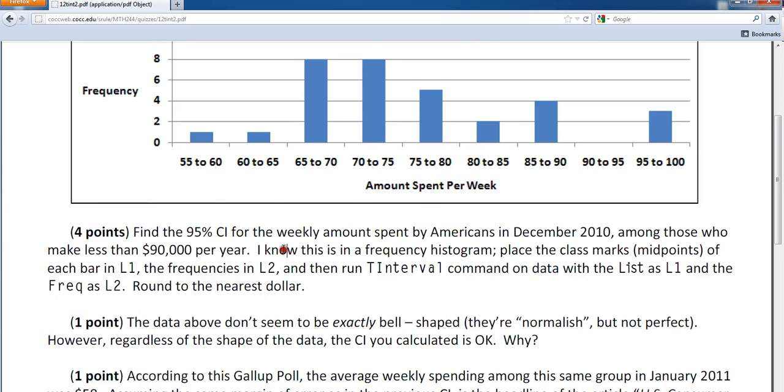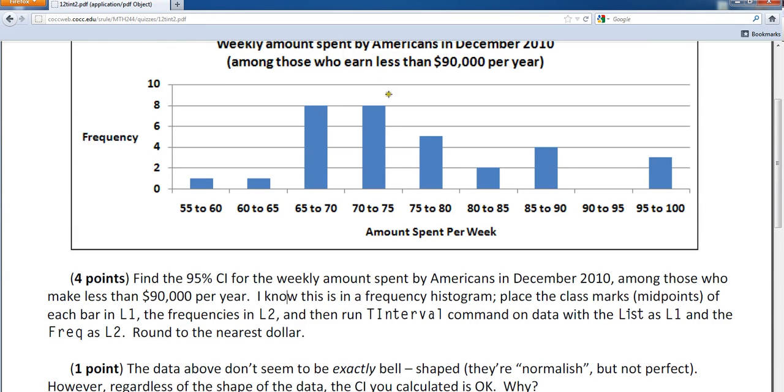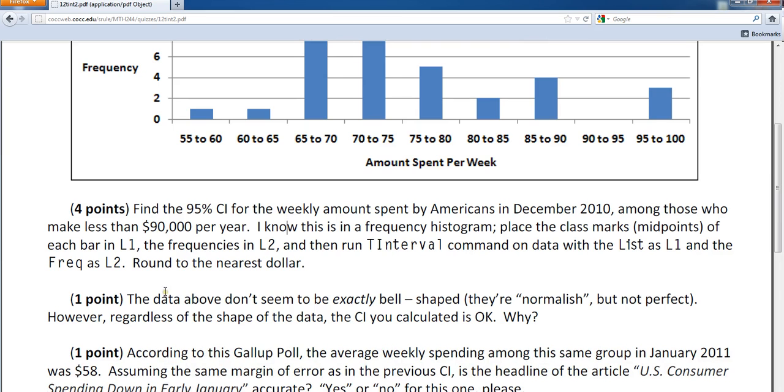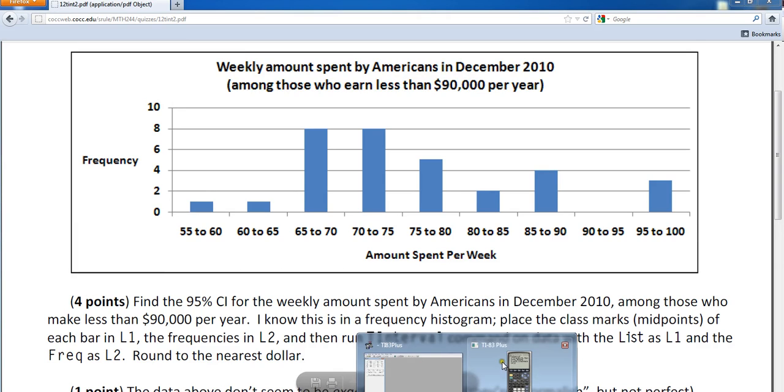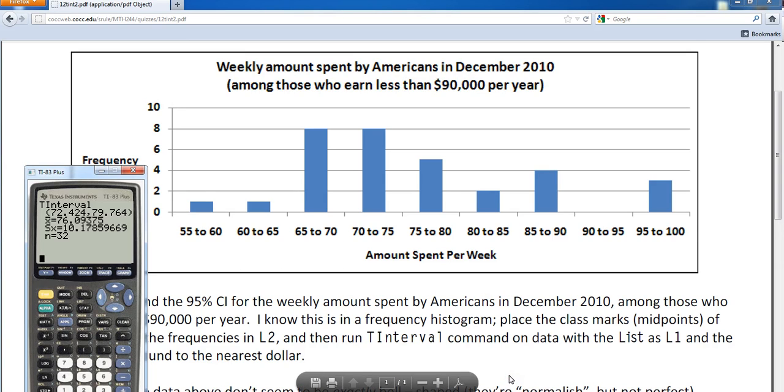And that's believable. If you look up at the graph, that puts the average right about here. A little bit long on this side, not so long on this side. So I think we're happy with that average. One point: the data above doesn't seem to be exactly bell-shaped or normal-ish, but not perfect. Why is it okay to run a T interval anyway? One of the big assumptions that you should make is that you've got roughly bell-shaped data.